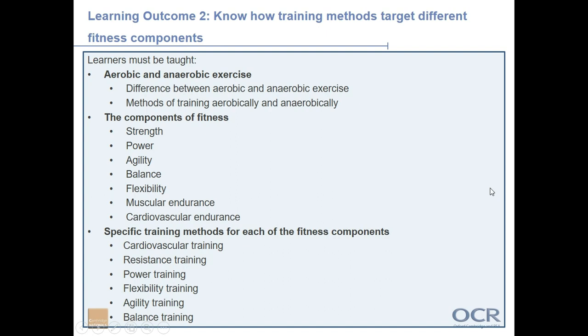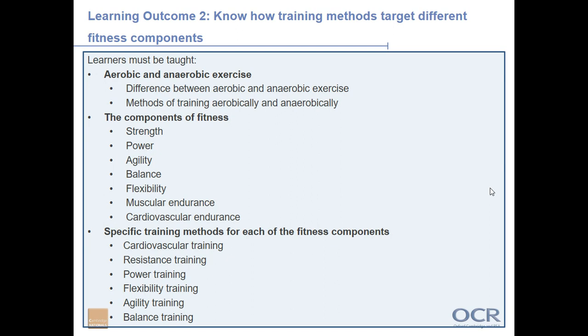This is learning outcome 2. Know how training methods target different fitness components. So for this assignment, you have to learn about aerobic and anaerobic exercise, the difference between those two, as well as methods of training aerobically and anaerobically.